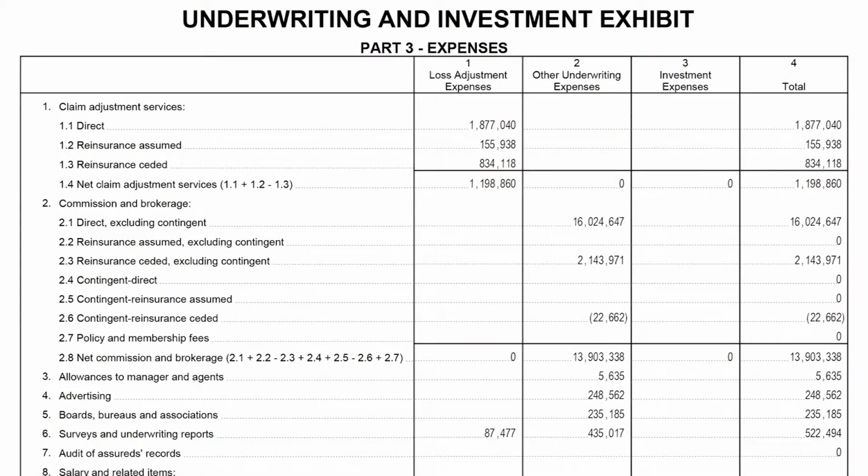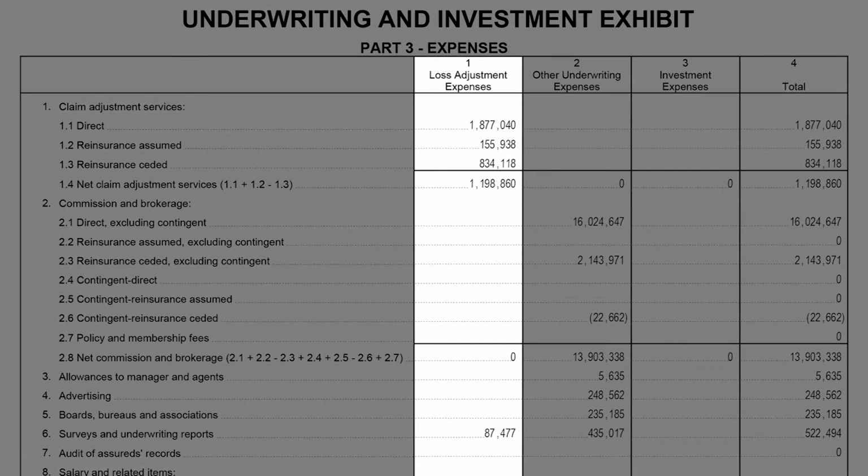So when you look at Part 3 for any insurance operation, any property casualty company, you're going to see the same structure. So first, let's talk a little bit about the columns and the columnar headings. Column 1, loss adjustment expenses. We've touched on this several times. What you're going to see here are the actual costs associated with settling claims for that company.